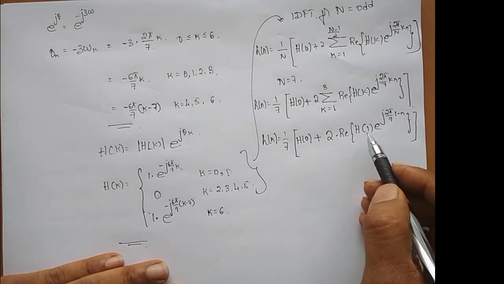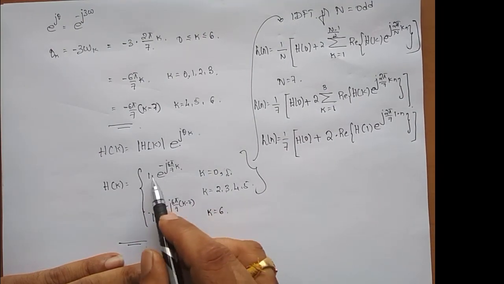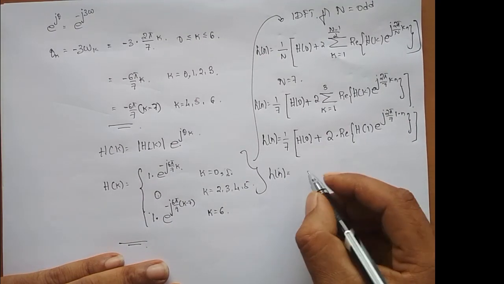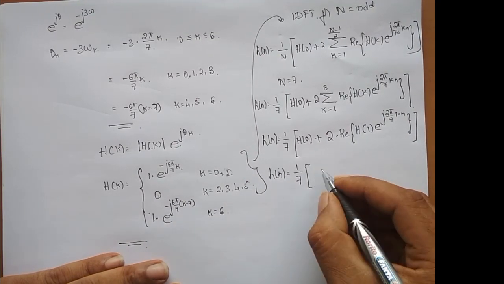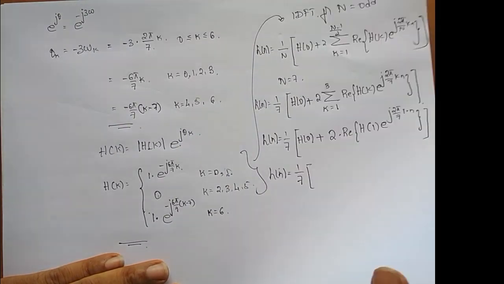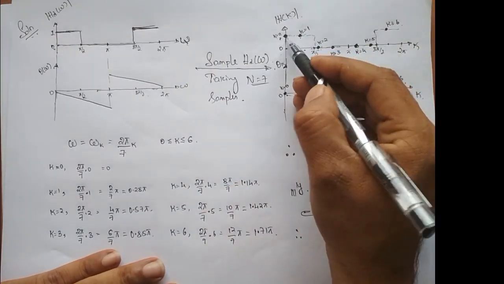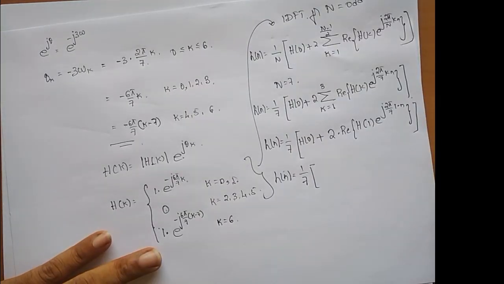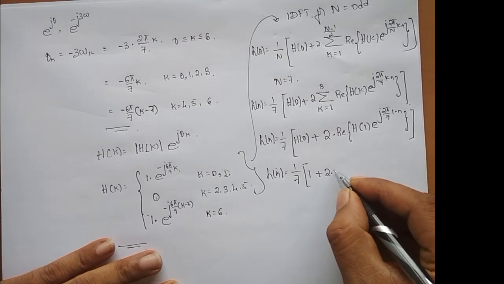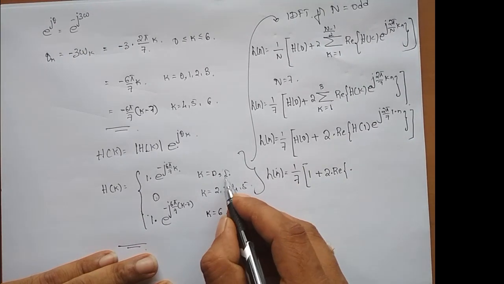Okay, why? Because k is valid only for 1, because I have samples only for k equal to 1. So this simplifies to h of n is equal to 1 by 7 into h of 0. What is the value of h of 0? H of 0 value is 1, right? 1 plus 2 times real part of h of 1. And what is the value of h of 1?